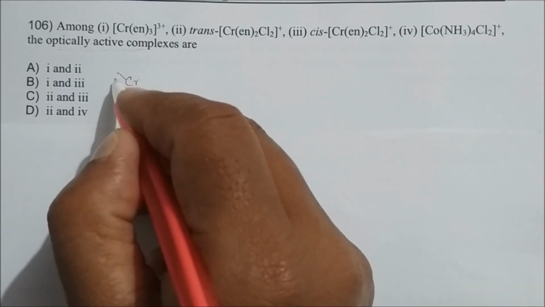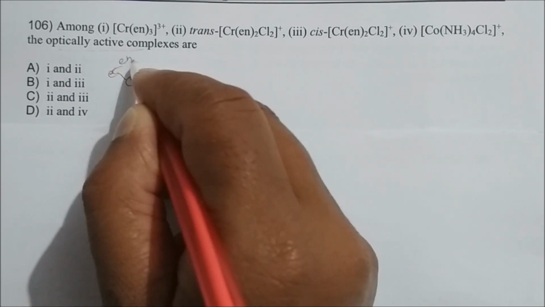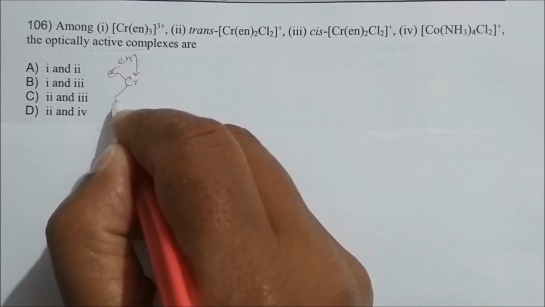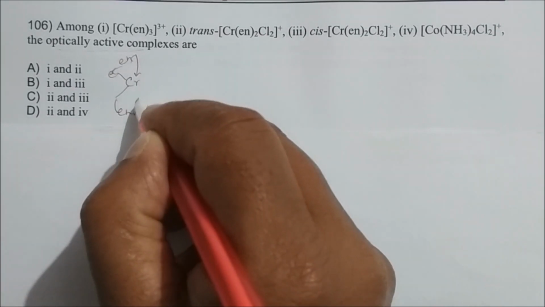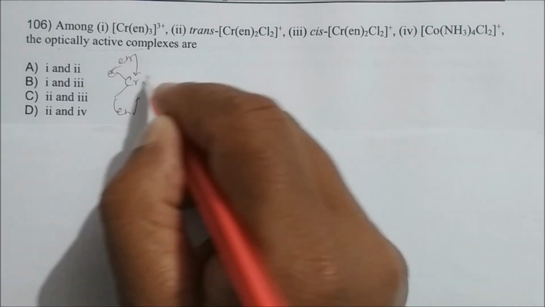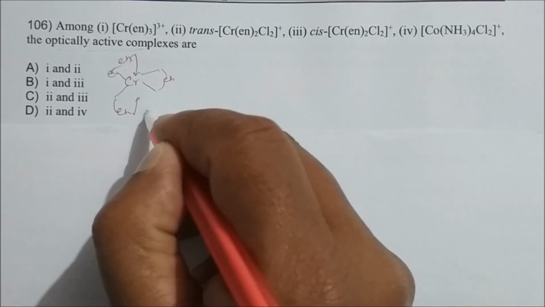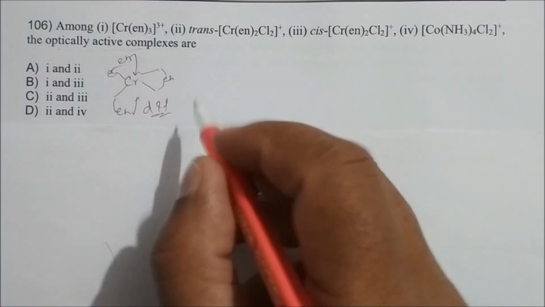One is en like this, one en this side, and one coming from the top. One we can take from down also, like this one. So one coming from down, and one we can take this side. This en is there, like this one. So this can be D and L form. 2 forms are there for this structure.